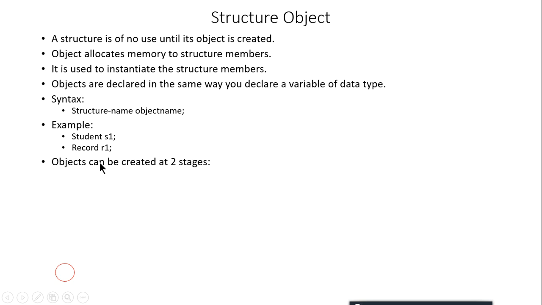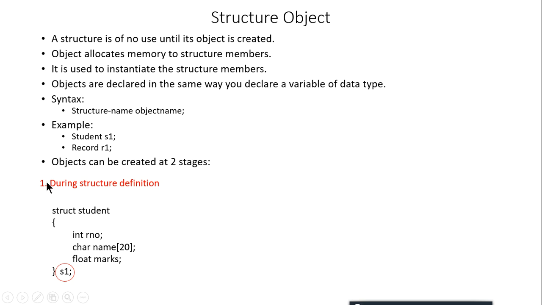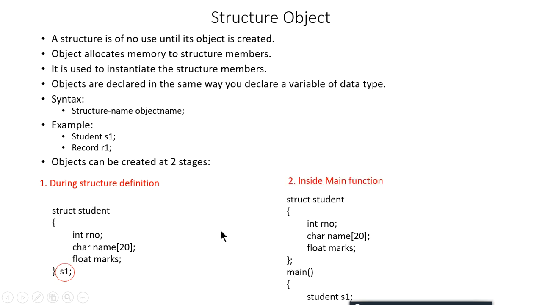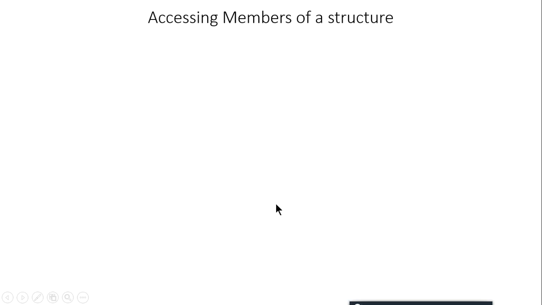The structure objects can be created at 2 stages. One is during structure definition. You are creating a structure here, and at the end of the structure, before the semicolon, you can create the object of the structure. So s1 is the object here. You can do this using this method. Or, inside the main function, you can create your structure object by using the structure name followed by the object name. So once you have created a structure, you must create the object of the structure.